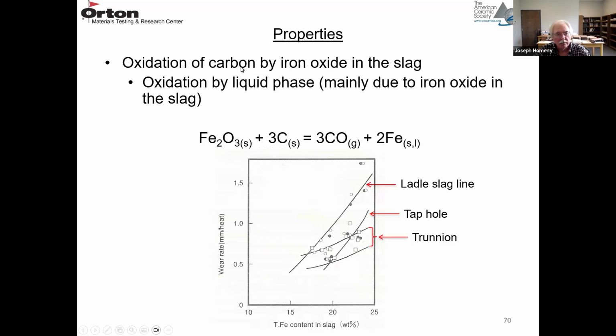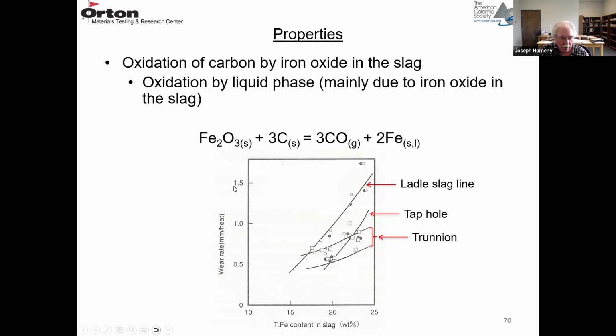You can also have oxidation of carbon by iron oxide in the slag. So some of the iron that they're converting to steel ends up in the slag. So it's an oxidation by a liquid phase, most of the iron oxide. So the reaction is simply Fe2O3 plus carbon forming CO gas plus liquid Fe. So that is oxidizing the carbon in the composite.